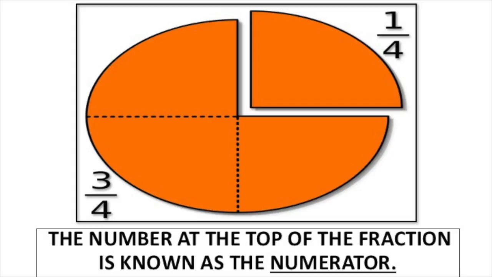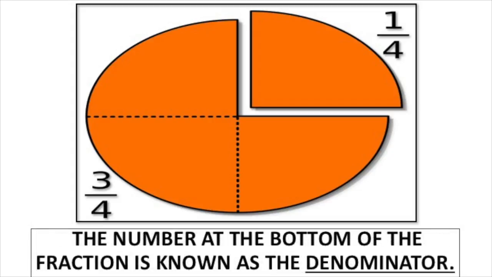3/4. The number at the bottom of the fraction is known as the denominator. Yes. And the denominator in a proper fraction will always be the total number of parts. And as you can see here, the denominator is the same, because the number of parts is the same. How many parts do we have? Four. We have four different quarters. 1 + 3 = 4.